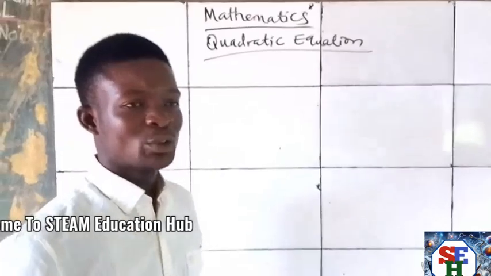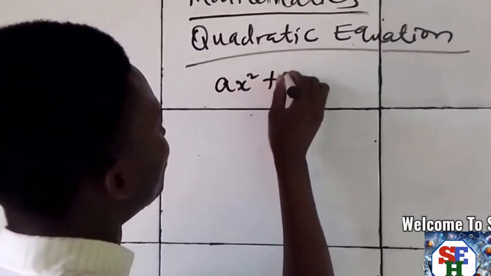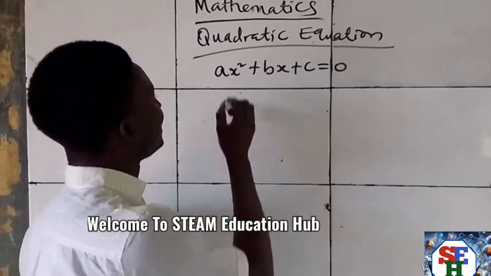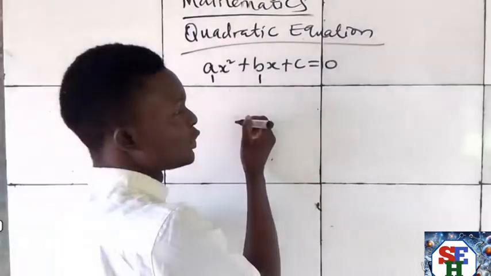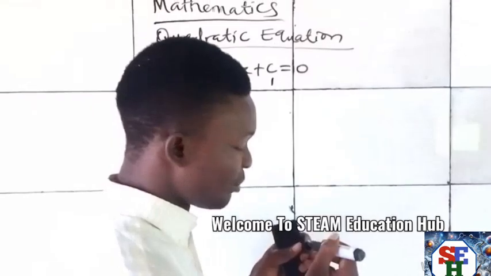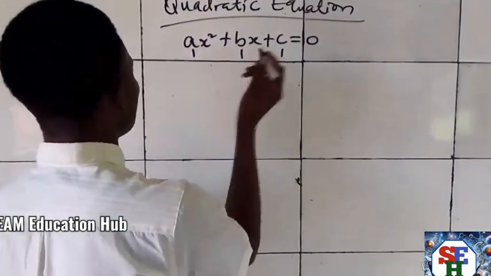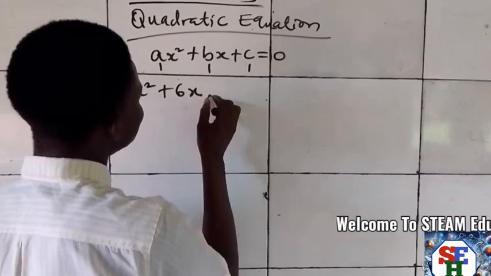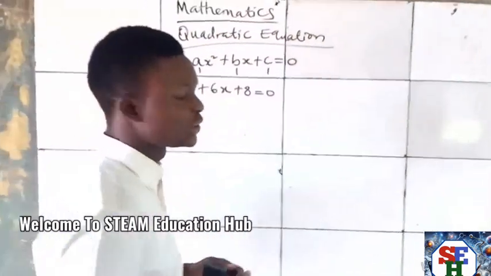A quadratic equation is an equation in the form ax squared plus bx plus c equals 0. Here, a is the coefficient of x squared, b is the coefficient of x, and c is a constant. Making it equal to 0 makes it a quadratic equation. For example, we have x squared plus 6x plus 8 equals 0 as an example of a quadratic equation.